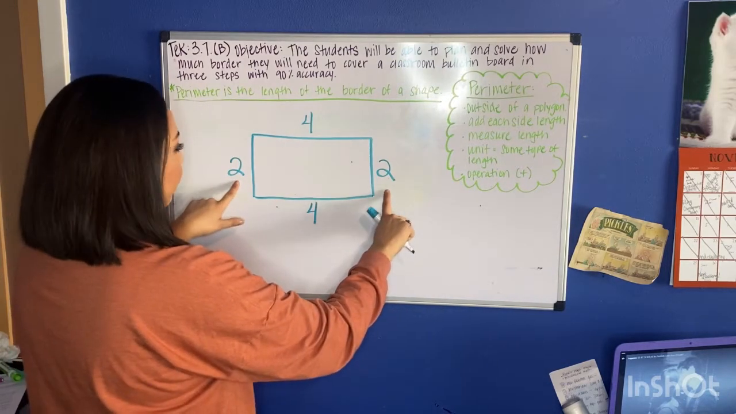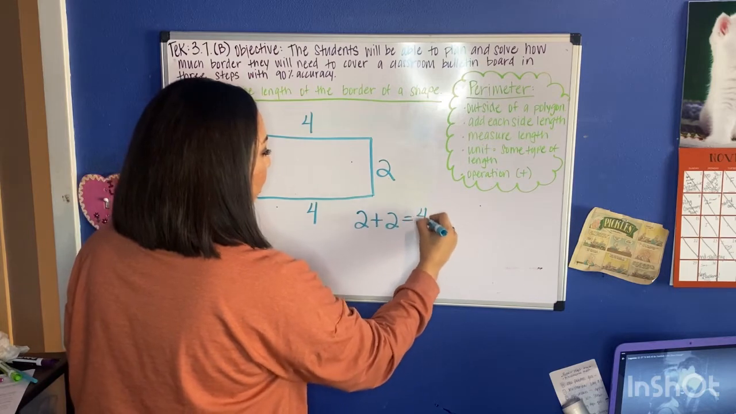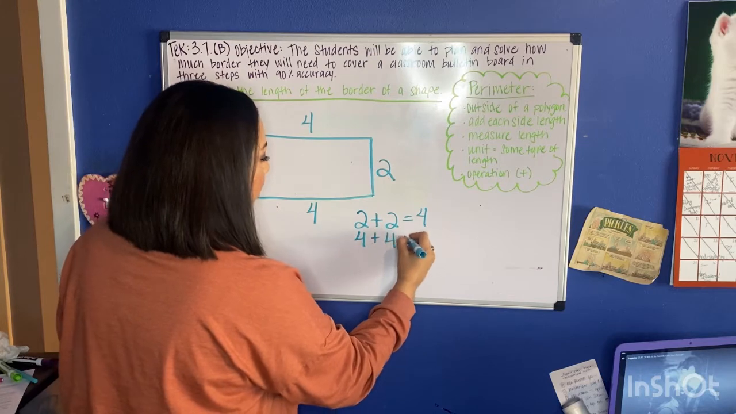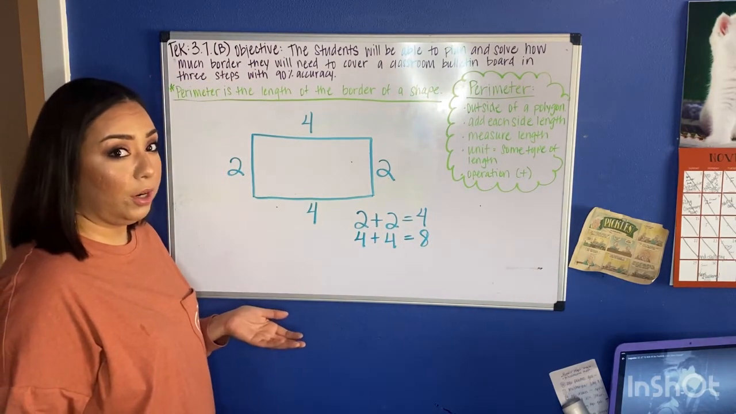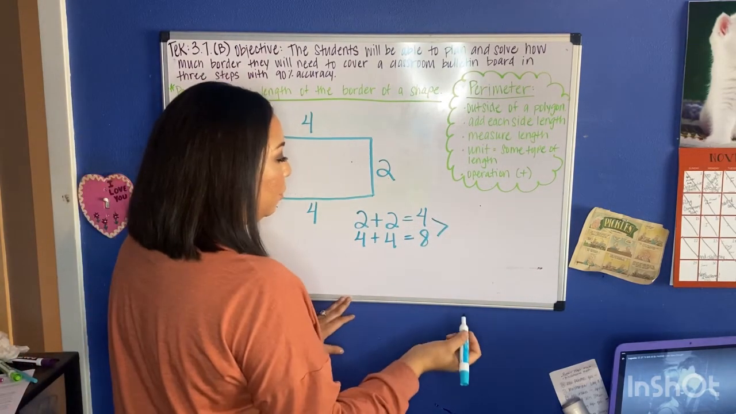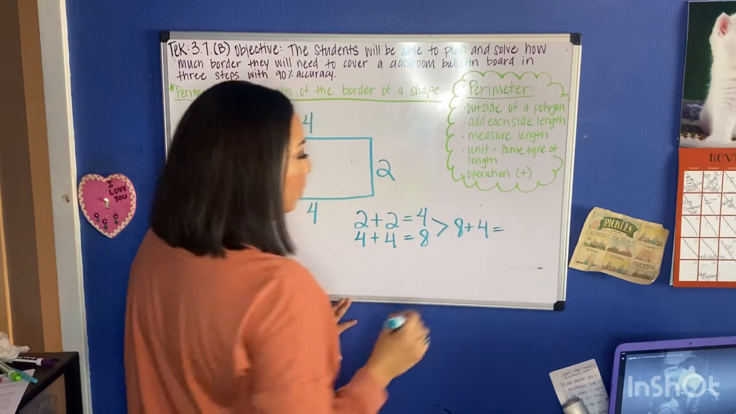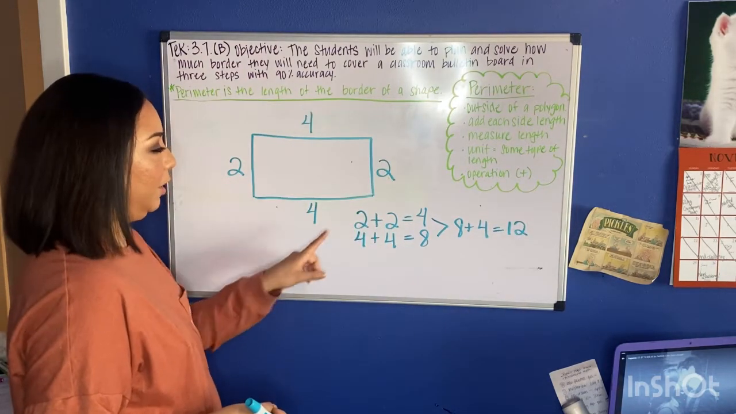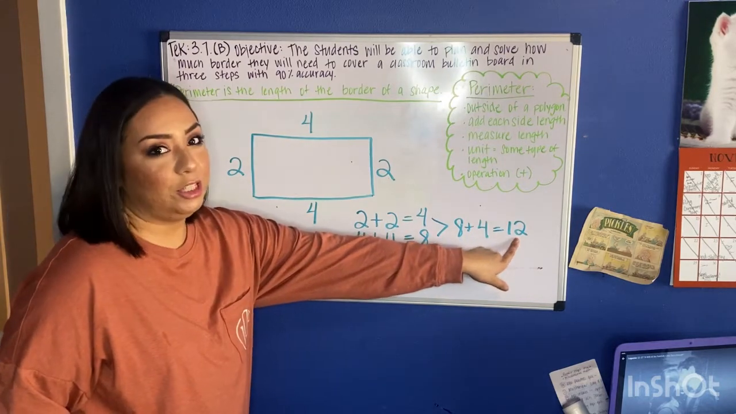So let's add these two first. 2 plus 2 equals 4. Now we're going to do these two. 4 plus 4 equals 8. But are we done? Do we know the perimeter yet? No. So we still have to add these two numbers together. 8 plus 4 equals 12. That is how we are going to get the perimeter of a rectangle. We're going to add all of the sides to get the perimeter, which is 12.